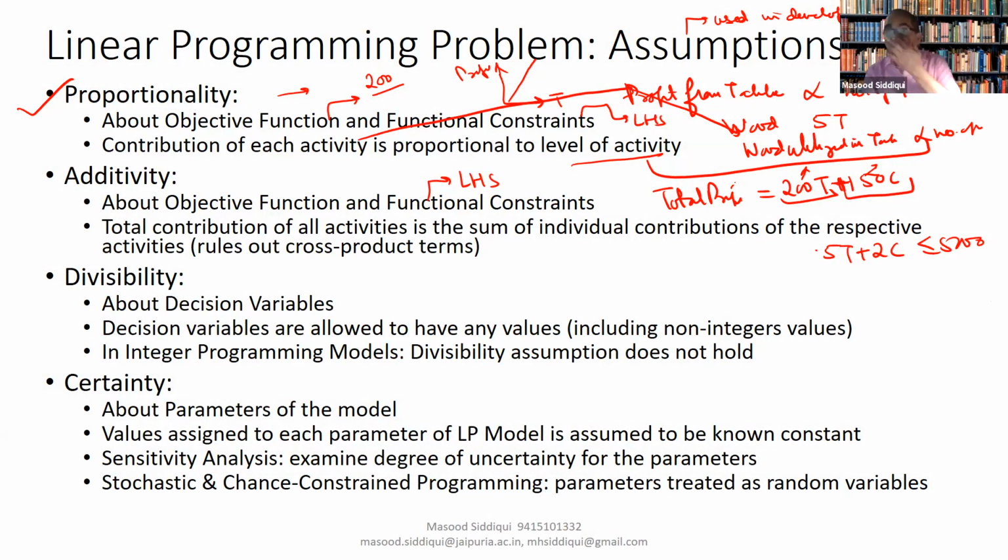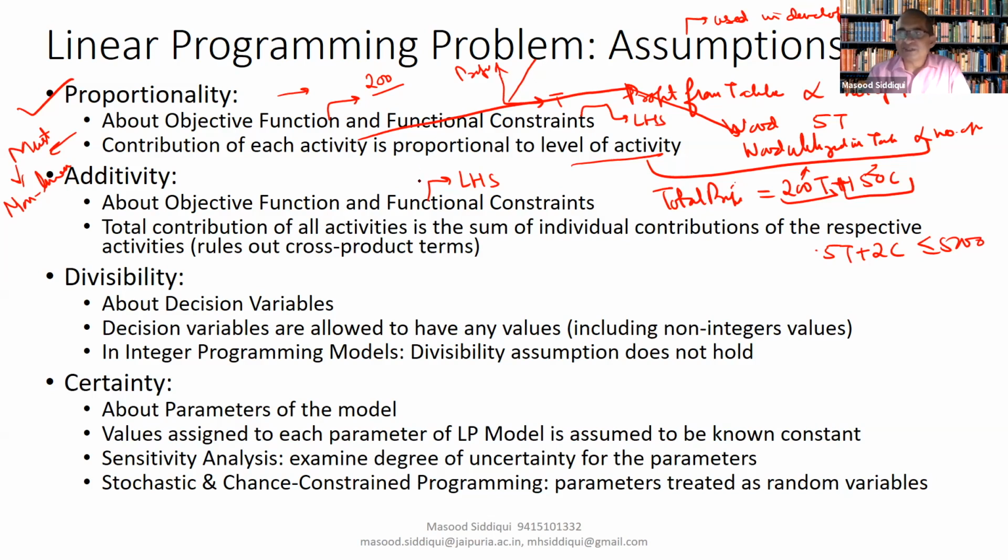We are discussing the assumptions of linear programming. The first assumption is proportionality, which is imposed on the objective function as well as on the functional constraint. As per the proportionality assumption, the contribution of each activity is proportional to the level of activity. Obviously, this is a must for LPP. If this condition is not imposed, then there will be a major problem with LPP. We don't have the linear programming aspect; then we have non-linear programming. It won't remain linear.